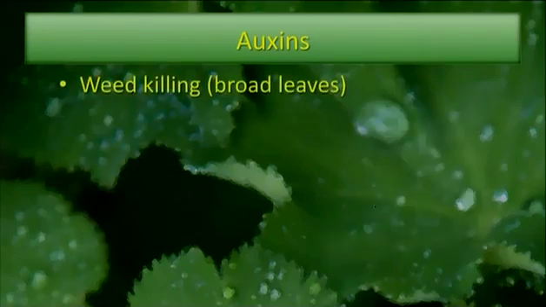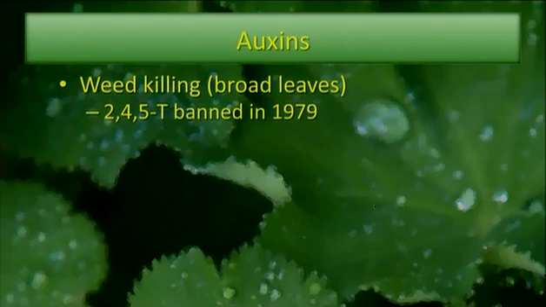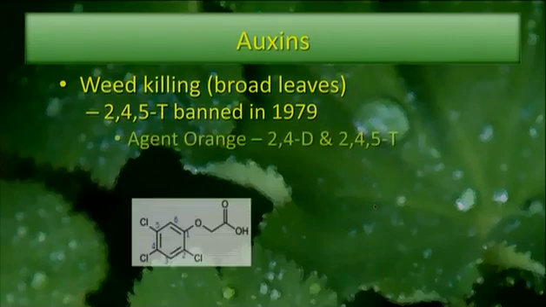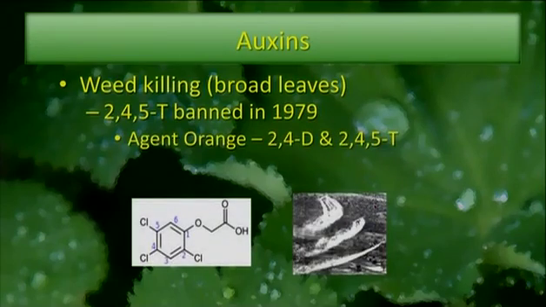Now, auxins are also used to make herbicides, to do weed killing, usually of broadleaf plants, not grasses. They're not really sure why the broadleaf plants die and the grasses usually don't with auxins, but they're used as herbicides. One of them was called 2,4,5-T, which was banned in 1979. It was a component of Agent Orange. Agent Orange is a 1-to-1 mixture of 2,4-D and 2,4,5-T. This Agent Orange was used to defoliate the jungles of Vietnam and Cambodia, other places in Southeast Asia.